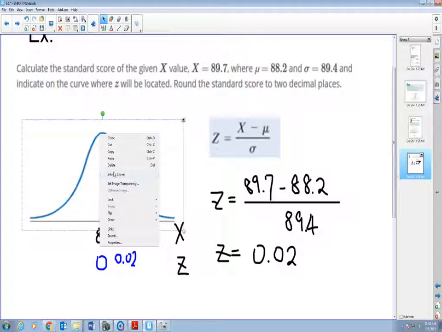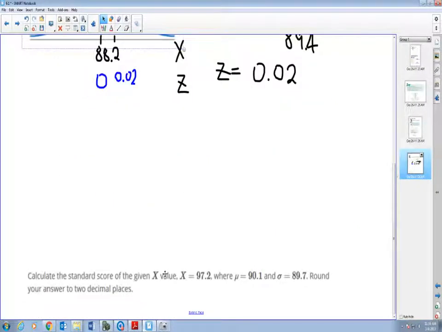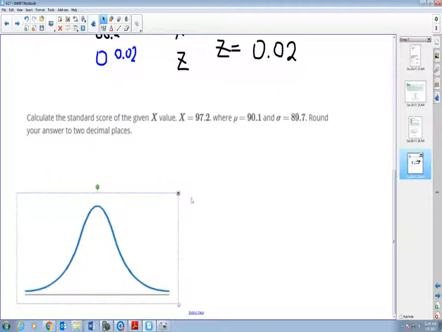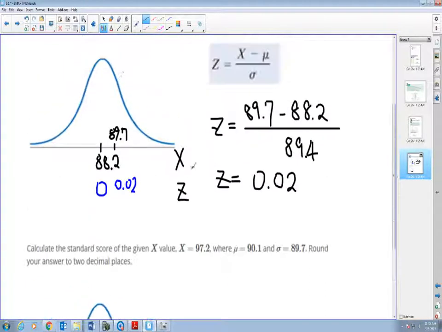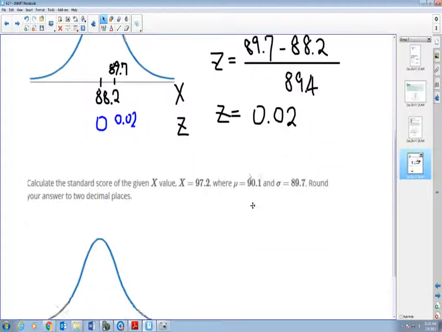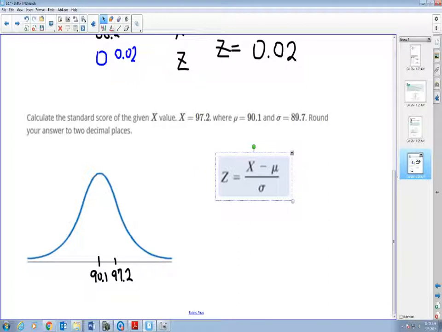All right, so let's try another one. So my random variable x is 97.2. The mean is at 90.1. So let's say 90.1 is right about here. My random variable is 97.2, slightly to the right. Alright, standard deviation is 89.7. So if I standardize it in terms of standard deviation, I know at the mean 90.1, the z-score will be 0.